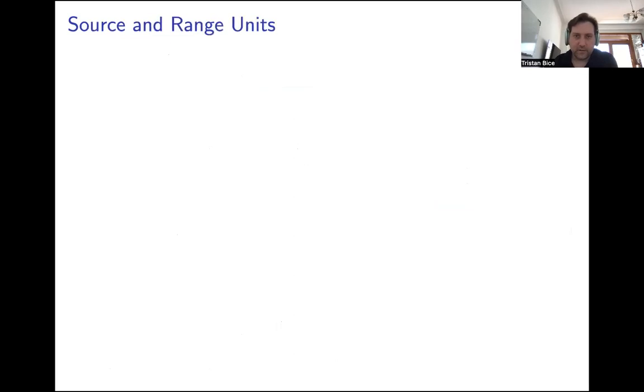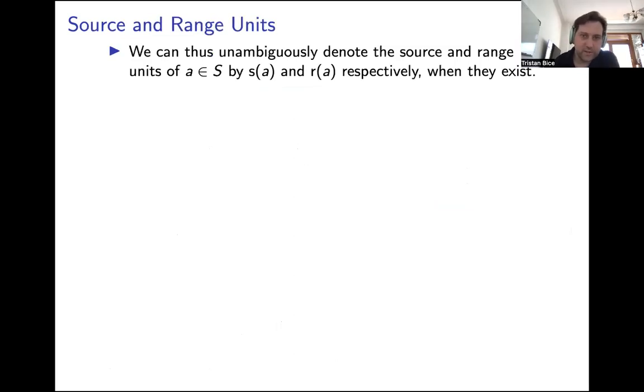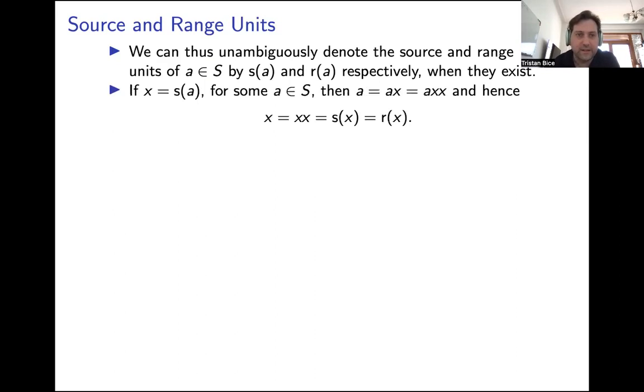And now that means we can introduce some notation, which we will use throughout the rest of the talk. For any element A of our semi-groupoid, we denote the source and range units, if they exist, by these elements here, S(A) and R(A). So you can view S and R, the source and range, as partial functions at this point. They may not be defined everywhere on S, but when they are defined, they are unique.